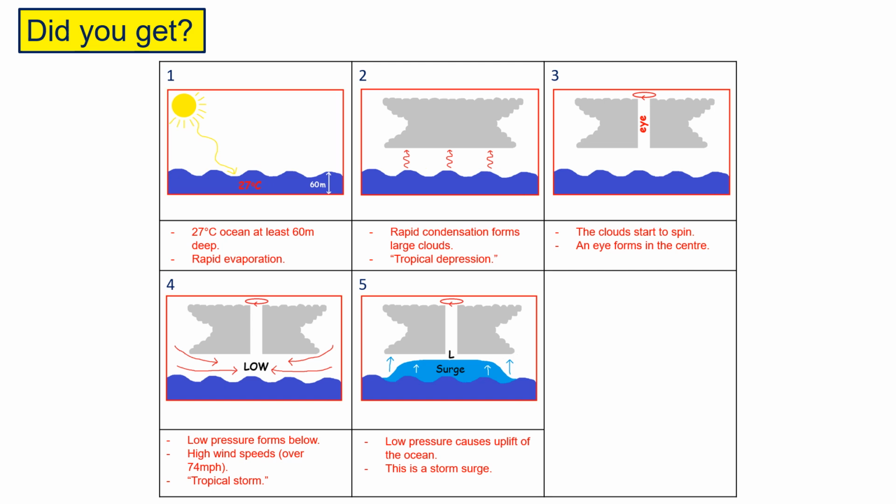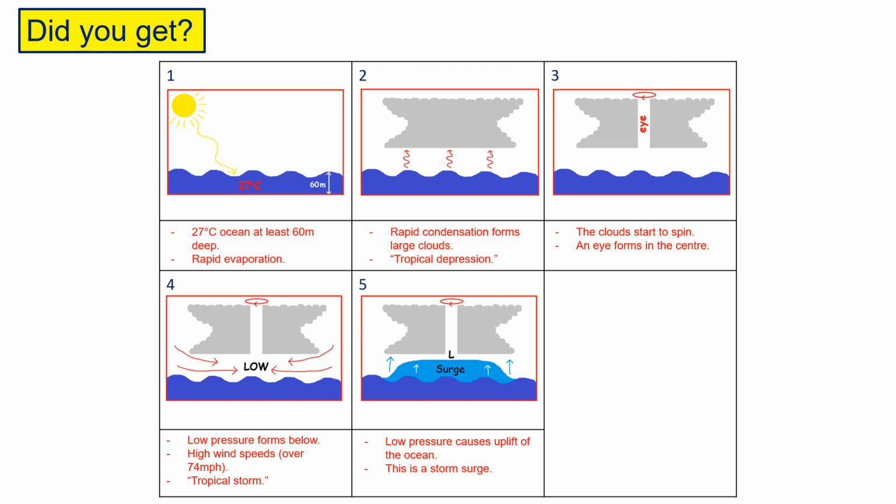What let's do is just double check my version and your version, make sure you've got the 5 steps of the tropical storm. So the ocean is 27 degrees Celsius and 60 meters deep, and there's rapid evaporation. Step 2, this rapid condensation forms large clouds, and that's called a tropical depression. Step 3, the clouds start to spin and an eye forms in the centre where we've got air sinking.